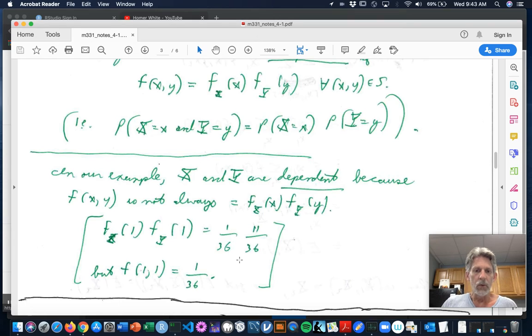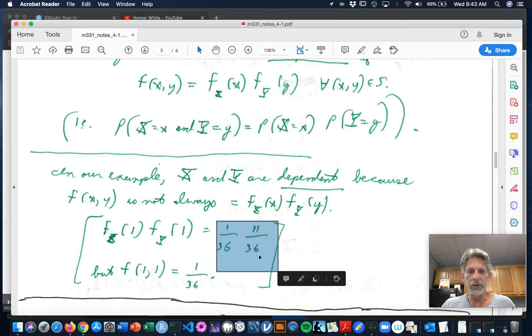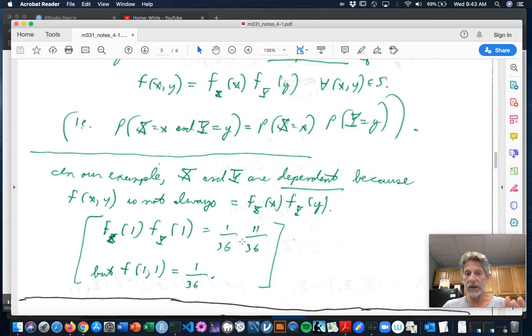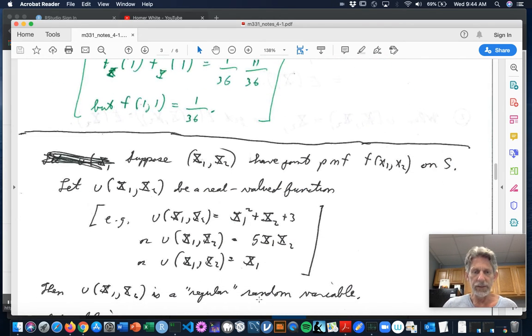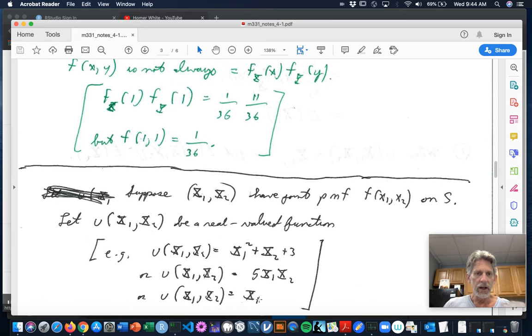Okay, well, anyway, f of 1, 1 is 1 over 36, but if you multiply these two things together, you don't get anything that reduces to 1 over 36. It's going to be 11/36 of 1 over 36. It's much smaller. So those two things are not equal, so the random variables are not independent. They're dependent.